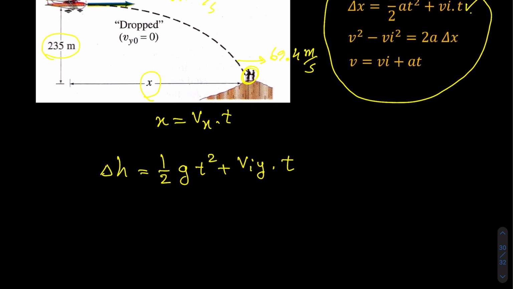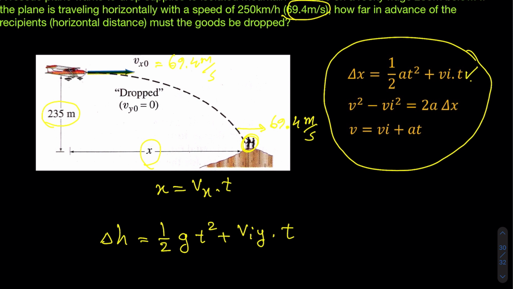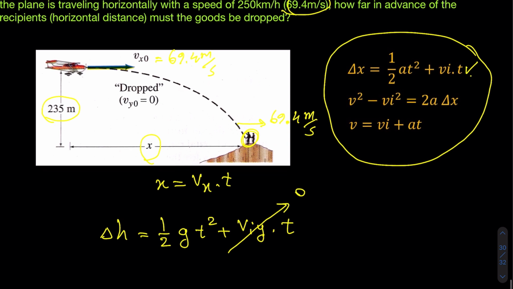According to this problem, the plane does not have any vertical velocity, therefore this term will be equal to 0, right? It's a free fall motion with no initial vertical velocity because it doesn't have any angle. It's only moving horizontally.